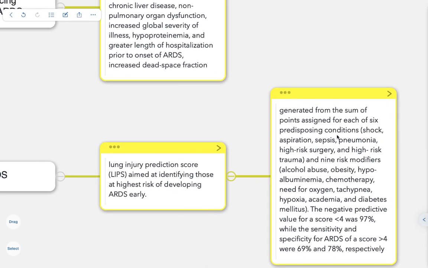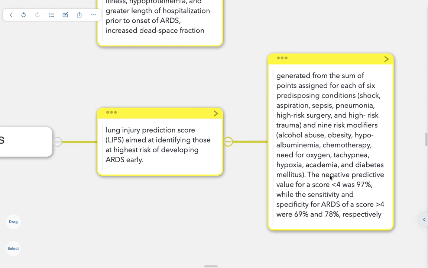Now, this was generated from the sum of points assigned for each of six predisposing conditions and nine risk modifiers. The predisposing conditions included shock, aspiration, sepsis, pneumonia, high risk surgery, and high risk trauma. The nine risk modifiers included alcohol abuse, obesity, hypoalbuminemia, chemotherapy, need for oxygen, tachypnea, hypoxia, acidemia, and diabetes mellitus. Each of these has been given a score of 1, and you add them.